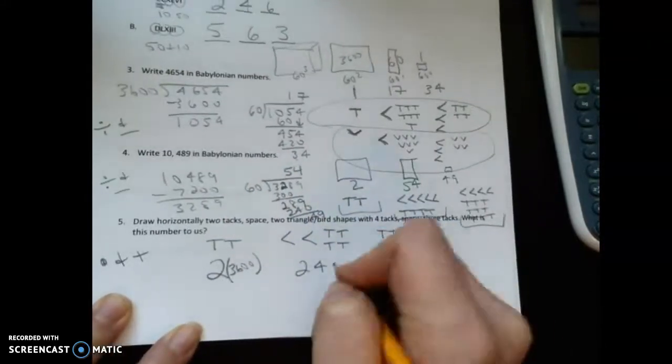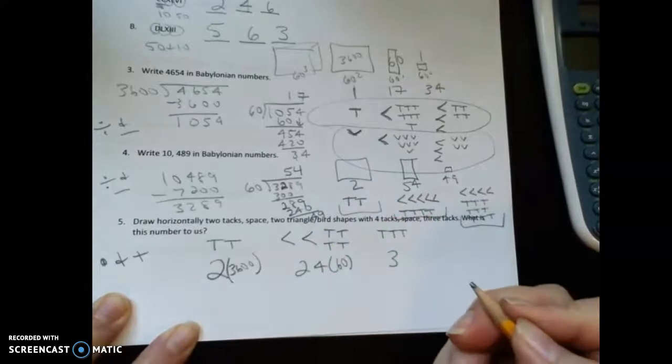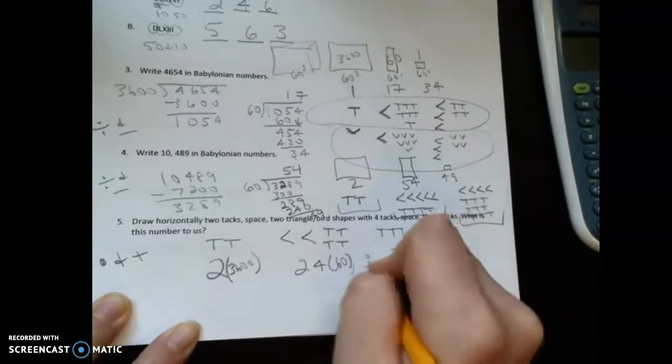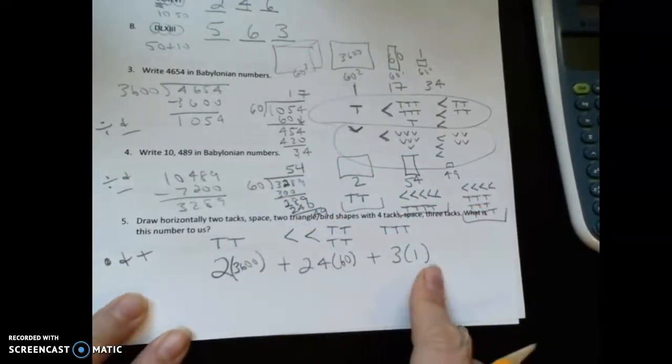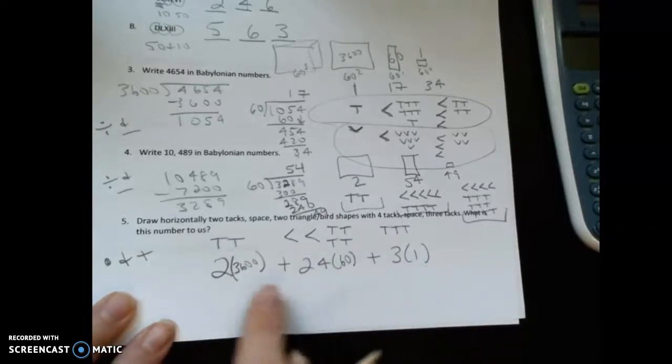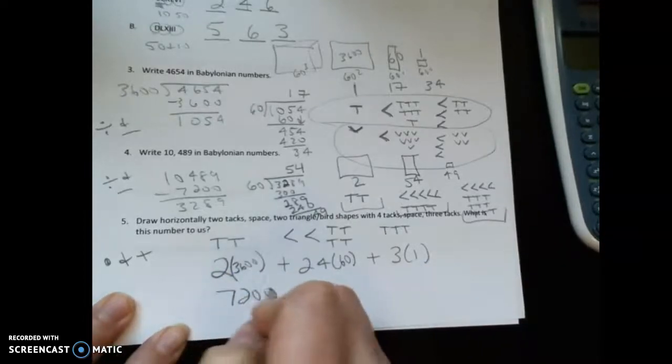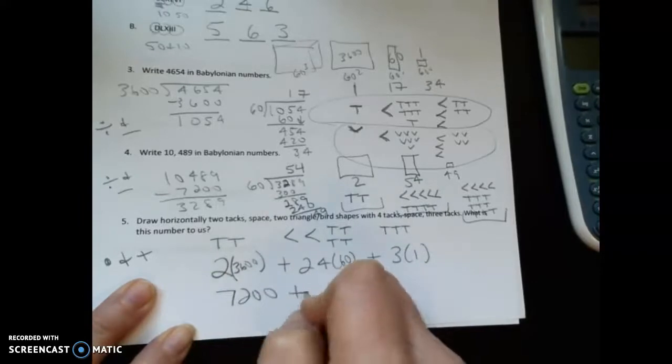The middle is their longs, which are worth 60. So I have 24 times 60. And their 3 are singles. And then what I need to do is multiply those and add those, okay? So this is what, 7,200, 24 times 60.